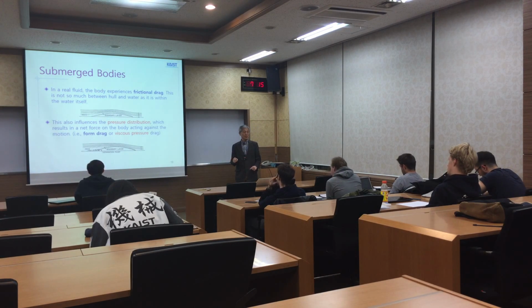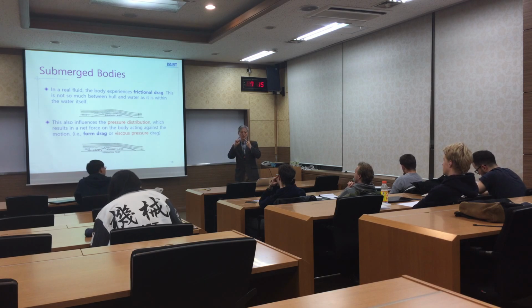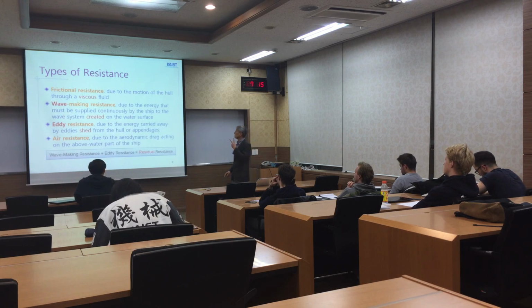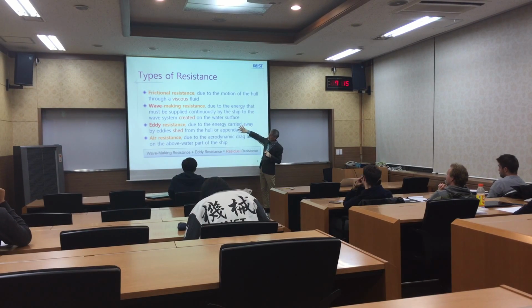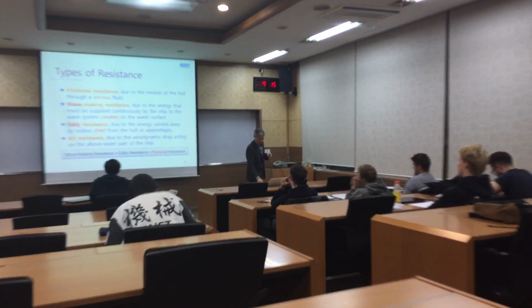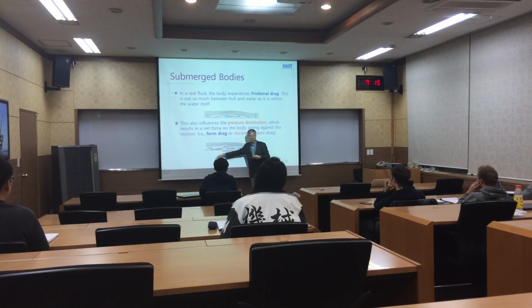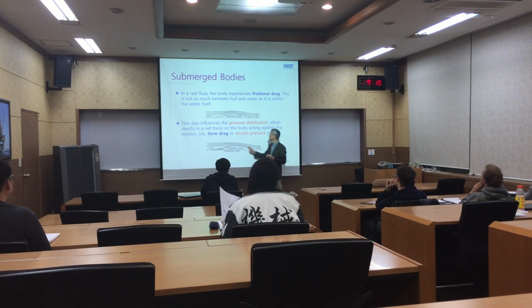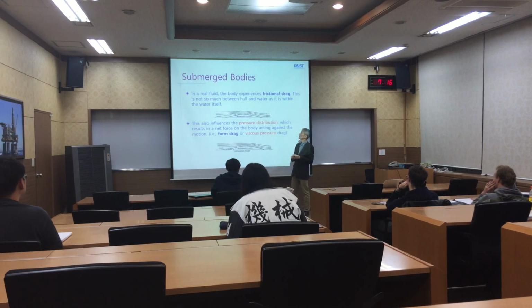For the submerged body, submerged is something like a submarine, there is no wave making resistance, right? No wave making resistance. So only two components. One is frictional, and the remaining one is eddy resistance, coming from separation and turbulence and pressure. So we call this pressure drag, or viscous drag, viscous pressure.